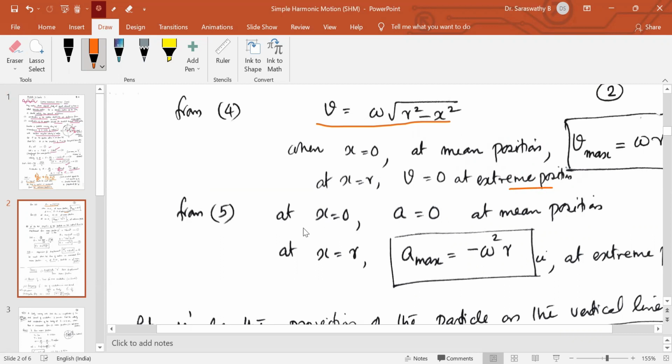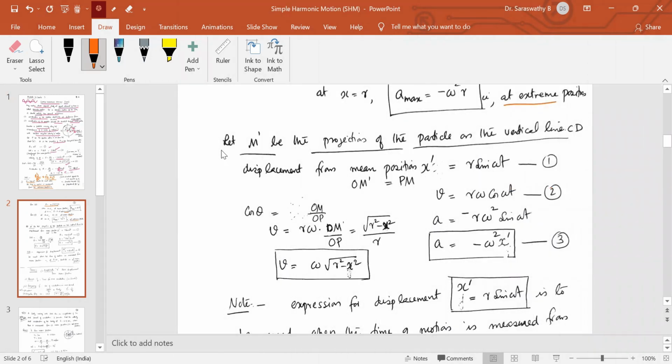Similarly, considering the expression a is equal to minus omega square x, when x is equal to 0, acceleration is 0. At the mean position, the acceleration is 0. And when x is equal to r, at the extreme position, acceleration is maximum, minus omega squared r.